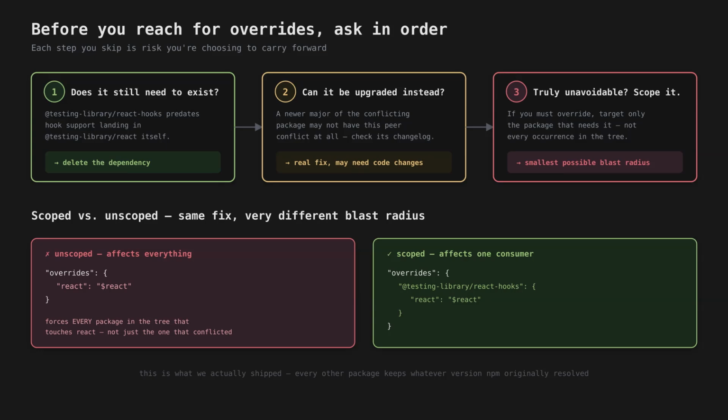The second thing we can do is upgrade our library with the peer conflict to its latest version, which would not have the conflict. Now in this case, we might have to update our code, as not all of the libraries are backward compatible, but it's still better than introducing bugs in the application.